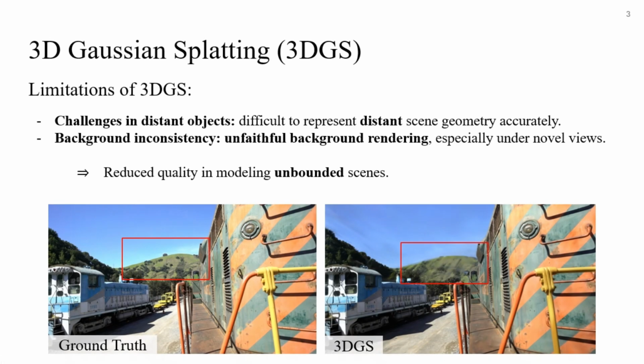On the other hand, 3D.GS struggles in certain cases. There are challenges in representing distant geometry accurately. We can often observe background inconsistency in such areas, especially for novel views, leading to unfaithful rendering. As a result, the overall quality degrades when modeling unbounded scenes.